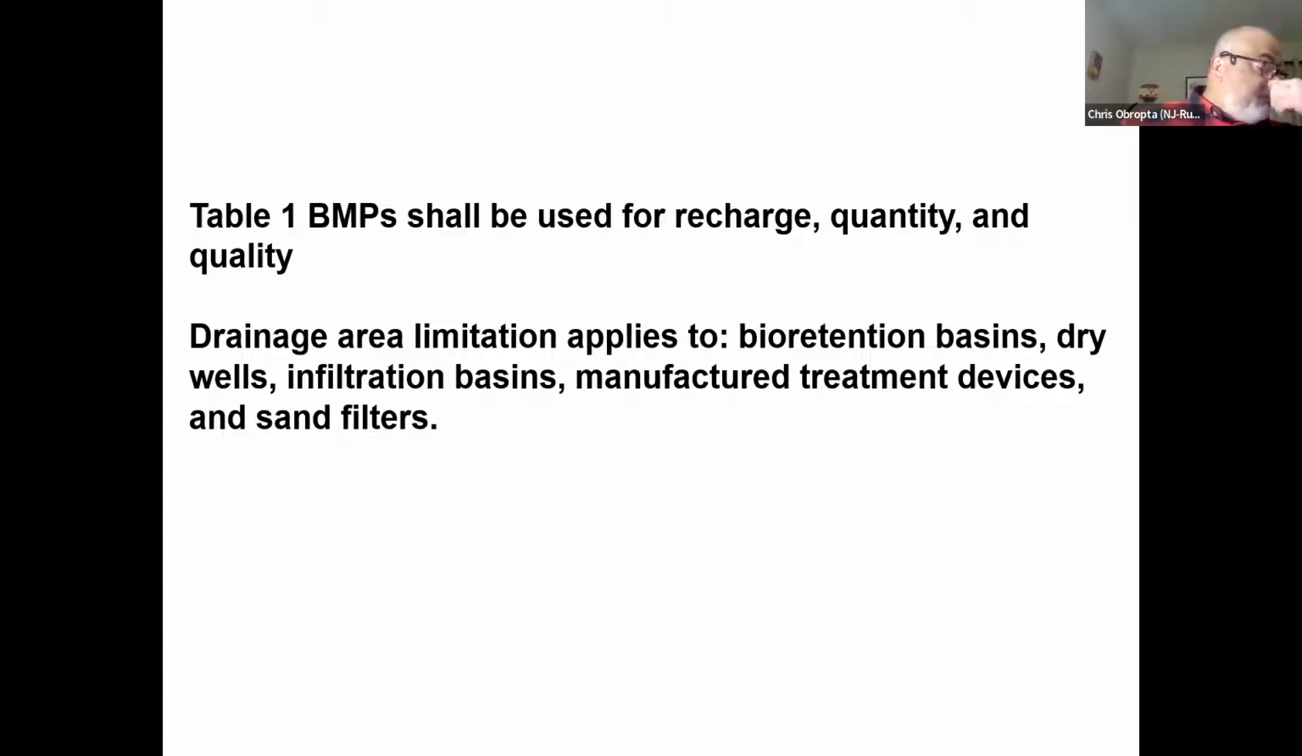So this is another place I've seen developers try to cheat. They're trying to put 3 or 4 acres into one of these bioretention systems, one of these rain gardens, and that's not allowed. That doesn't satisfy the regulations.